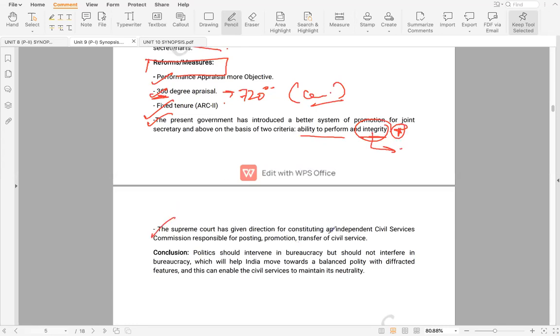The Supreme Court has given the direction for constituting an independent civil services commission responsible for posting, promotion, transfer of civil services. Conclusion: politics should intervene in bureaucracy, but should not interfere in bureaucracy, right? There should be an intervening of politics in the bureaucracy because they need to go hand in hand. However, there should not be any interference, which will also help India move towards a balanced polity with diffracted features, and this can enable the civil servants to maintain their neutrality.